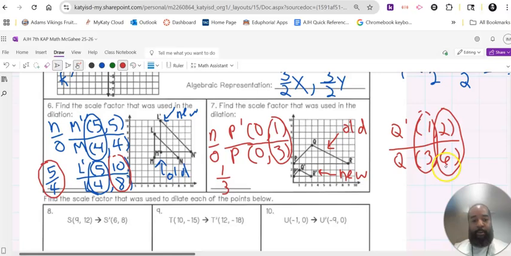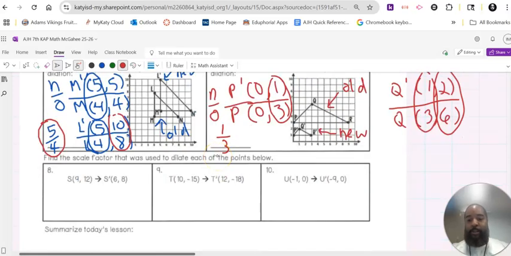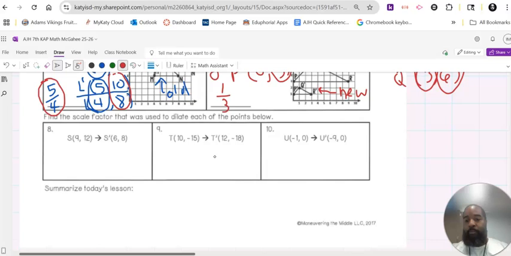So once again, just a reminder, you can use any point on your figure to find scale factor as long as they correspond and we reduce. So we're always going to simplify our fractions as much as possible, okay? All right, last 3 and then we are done with this lesson. So we need to find the scale factor that was used to dilate each of these points, and we're going to go 8 through 10 just to show you this is only one point on a figure.